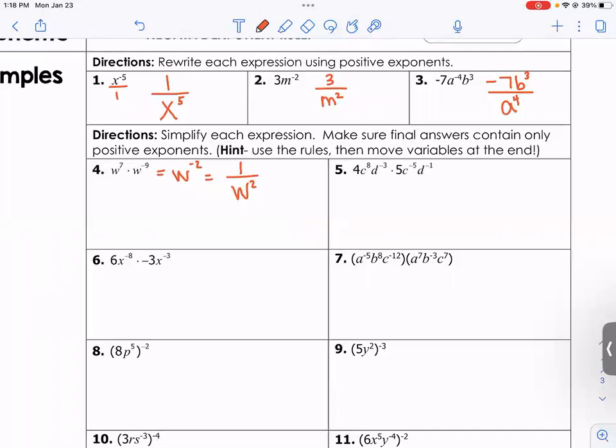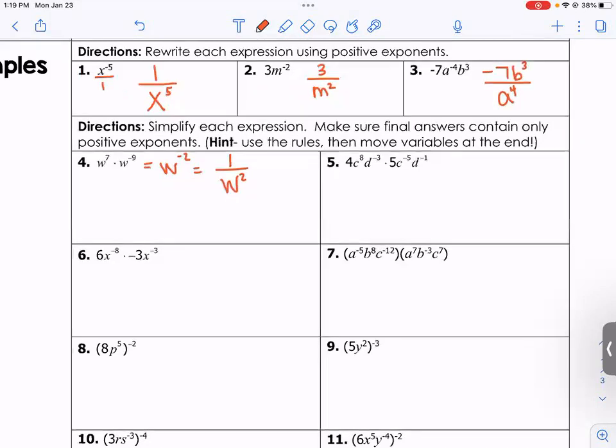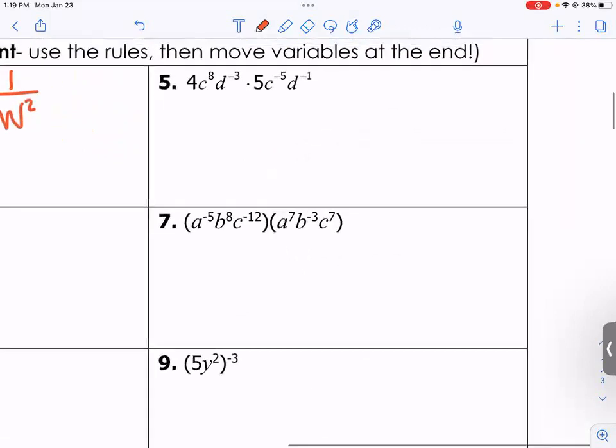You are going to meet your people at whatever number I gave you. 1, 2, 3, 4, 5, 6, 7, 8. And you are going to do problem number 5.